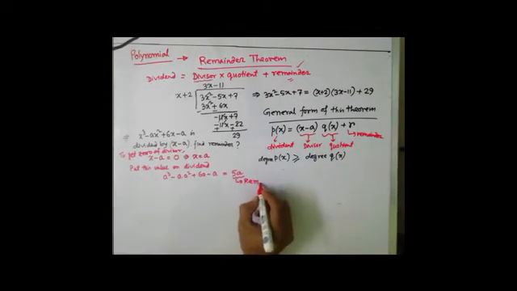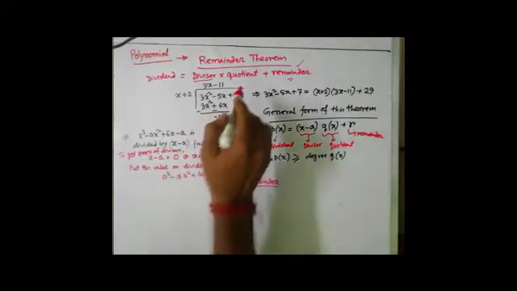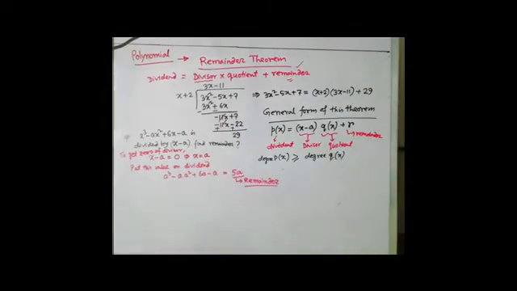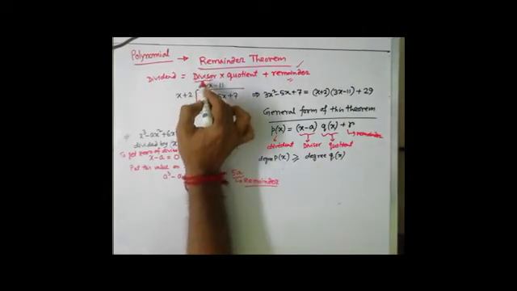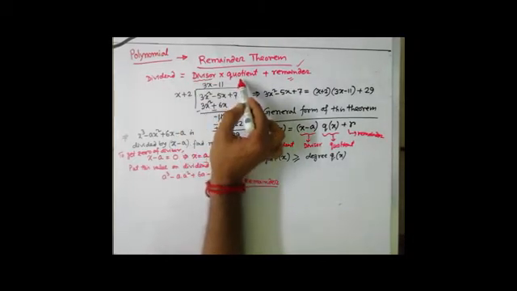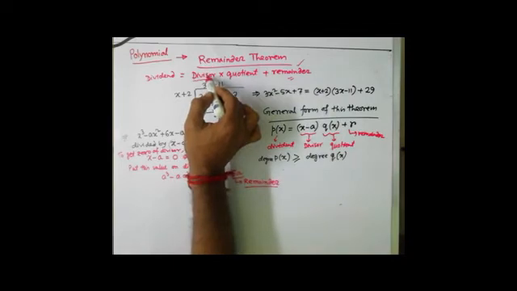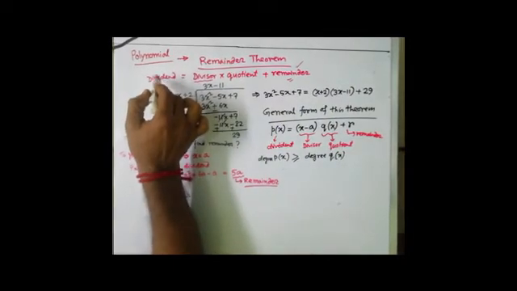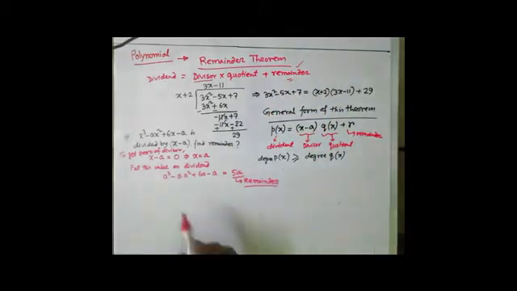Why? Because we have already seen in this particular relationship, if the divisor value becomes 0 or is nullified, then the divisor times the quotient will be 0, and if that 0 value of the divisor is put on the dividend, something will come from here, and that will be equal to the remainder. So that's why in this particular case 5a will be the remainder.